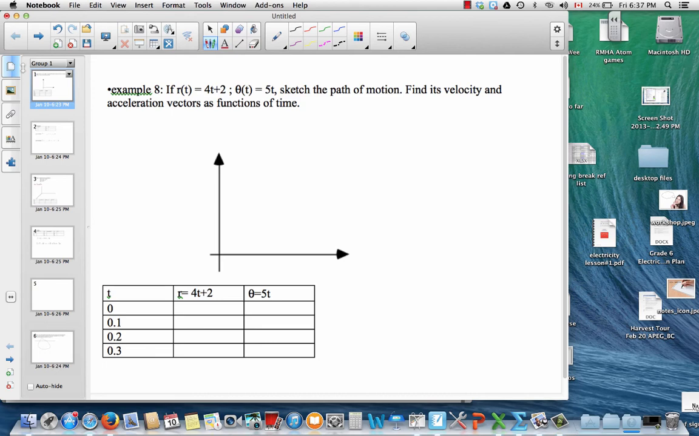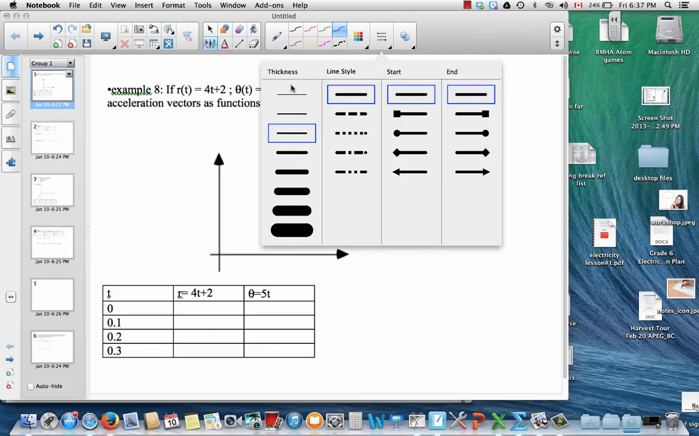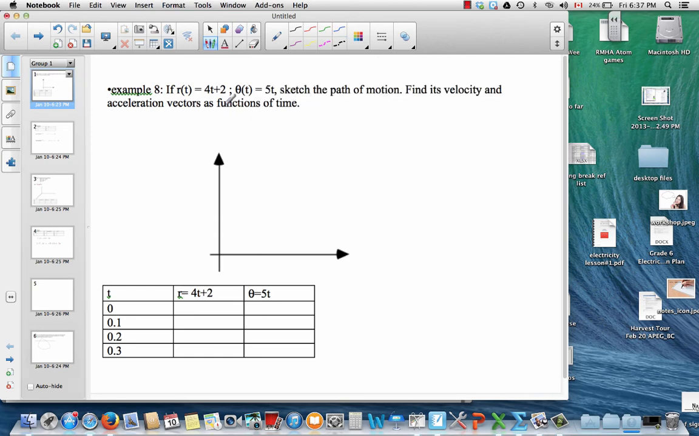All right, so a couple of problems here in cylindrical coordinates. Here we're given the radius and angle as functions of time. So first let's graph them.